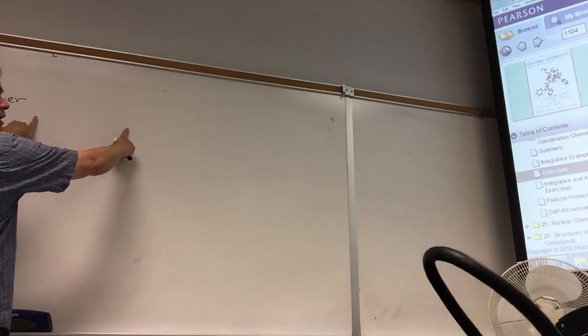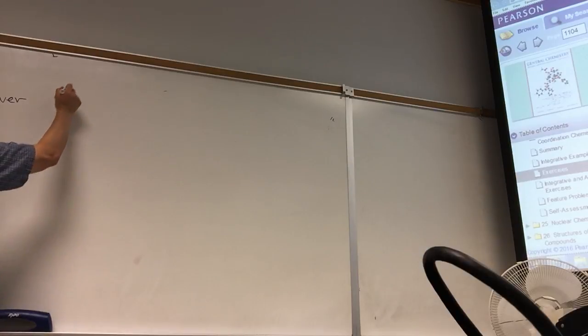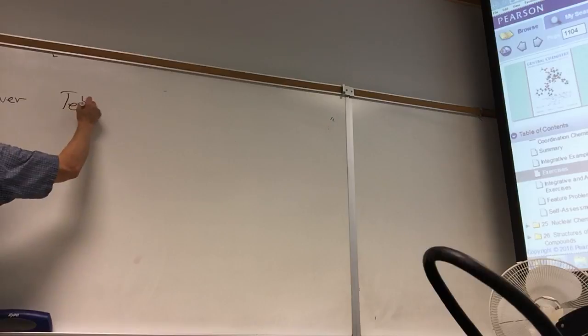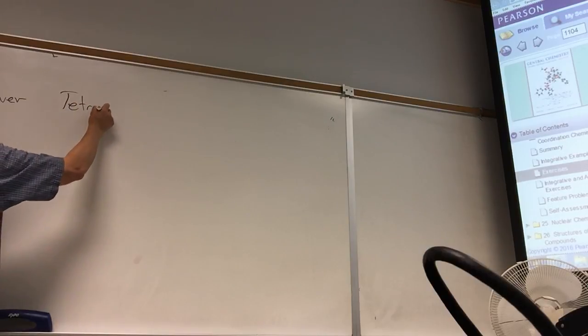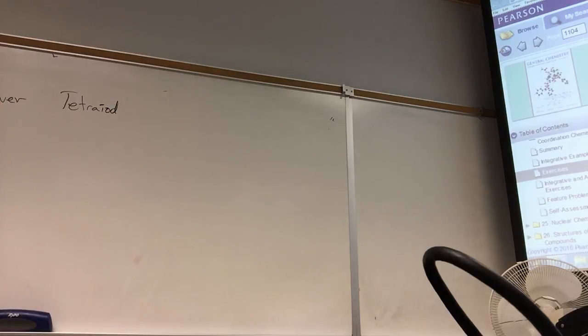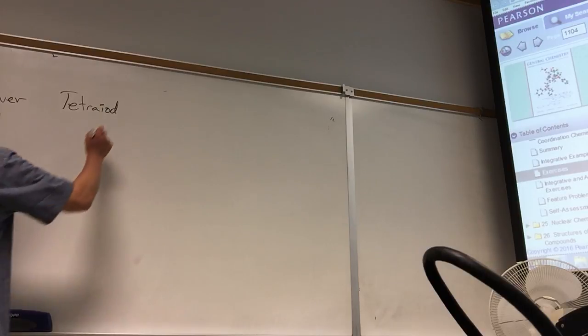And then what's the anion name? Tetra iodide? Is that right? No, whenever we have an anion, we have to change the ending to O. Iodo. Tetraiodo.